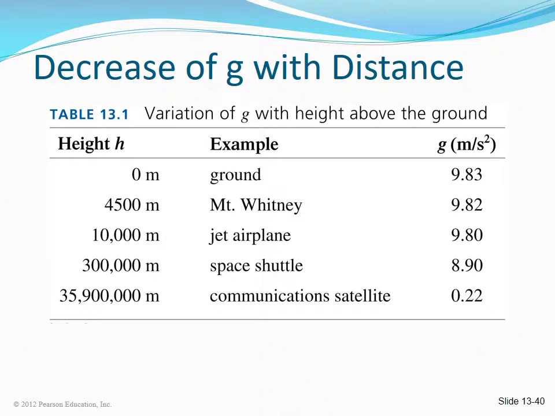We can calculate the acceleration of gravity at various locations. At the surface, the acceleration of gravity is 9.83 meters per second squared. At the top of a mountain, we see a small decrease. At the altitude of the Space Shuttle or International Space Station, the acceleration of gravity drops to 8.9 meters per second squared. Communication satellites are 35,900 kilometers above the surface of the Earth, and the acceleration of gravity is 0.22 meters per second squared.